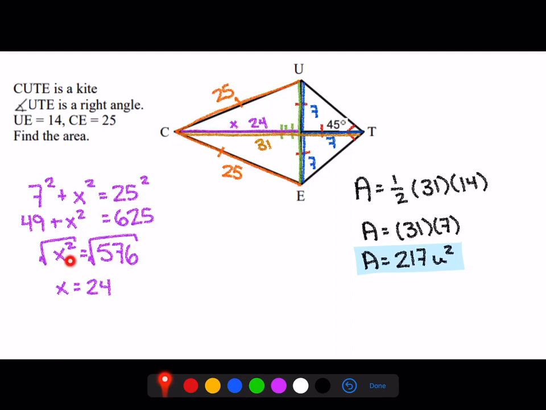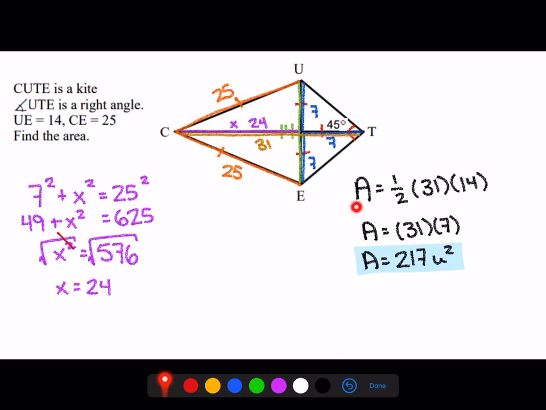Solving for x, we get x squared equals 576. Take the square root of both sides. Our square root cancels out with the square. We're left with x is equal to 24. So this whole diagonal is 24 plus 7, which is equal to 31.